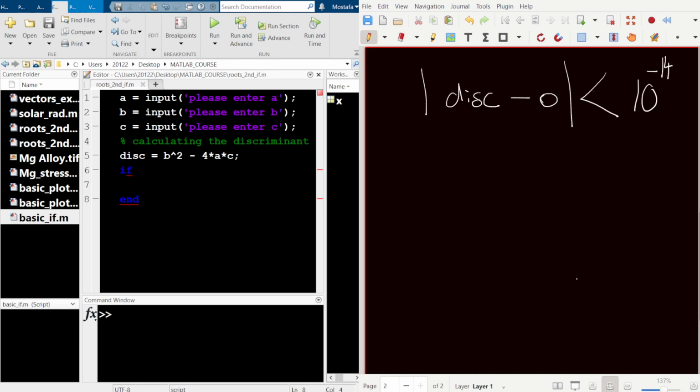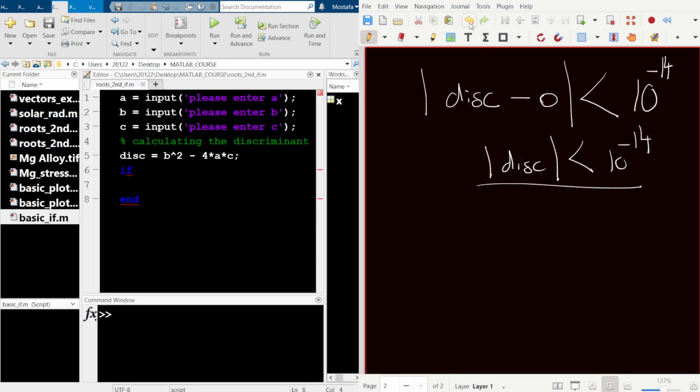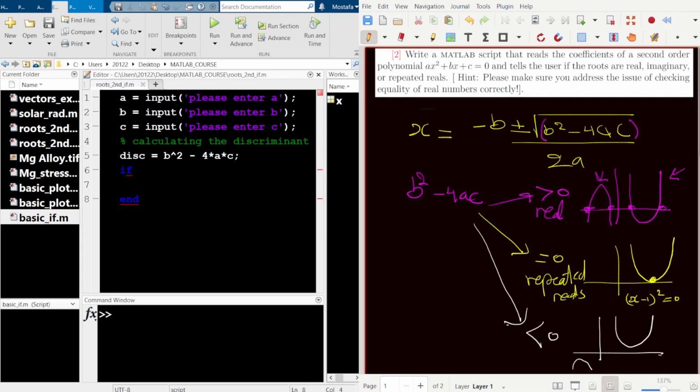And if you actually rewrite this, because I can cancel minus 0 here, it is just the absolute value of the discriminant is less than 10 raised to power negative 14, and that's checking the equality. But here we will discuss a very, very subtle point that is not really obvious the first time. Which condition do we put first? Should we check the greater than first, or the less than first, or the equality first?